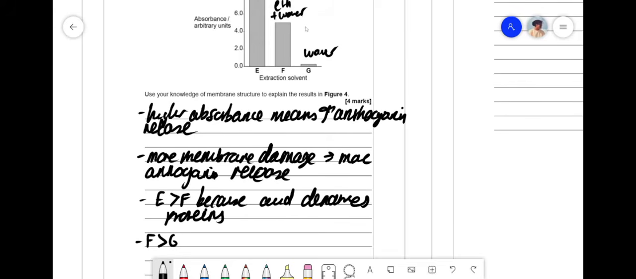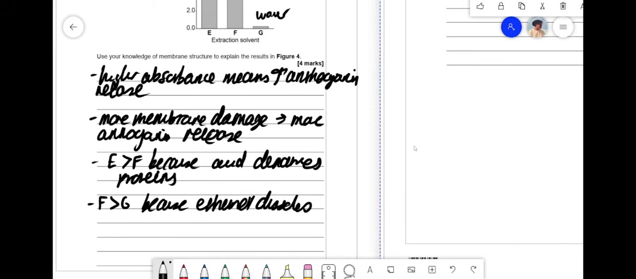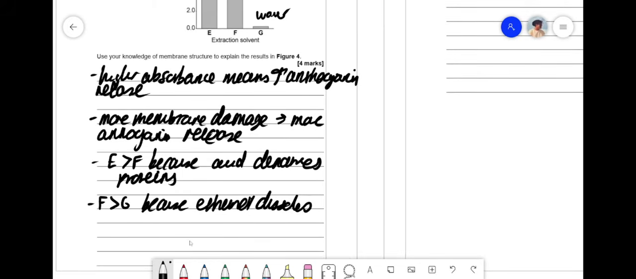Well, we're comparing ethanol and water. What does ethanol do? Well, ethanol dissolves lipids, and that includes phospholipids as well. So, F and G, because ethanol dissolves phospholipids. That's something that people forget. Remember your little lipid test where you add ethanol and some water and you shake it and you get a milky cloudy white emulsion? That's because ethanol dissolves lipids, including phospholipids as well.